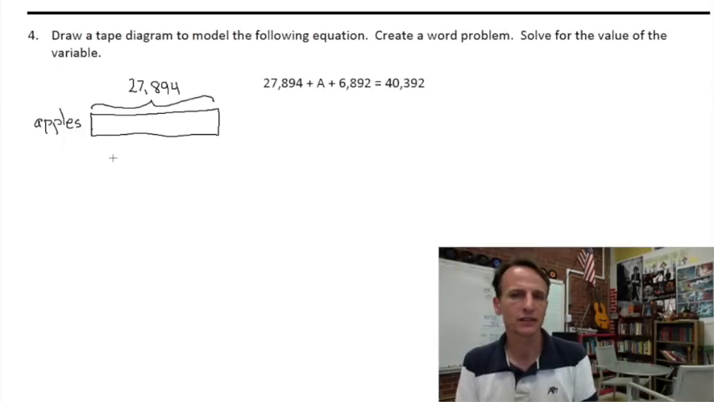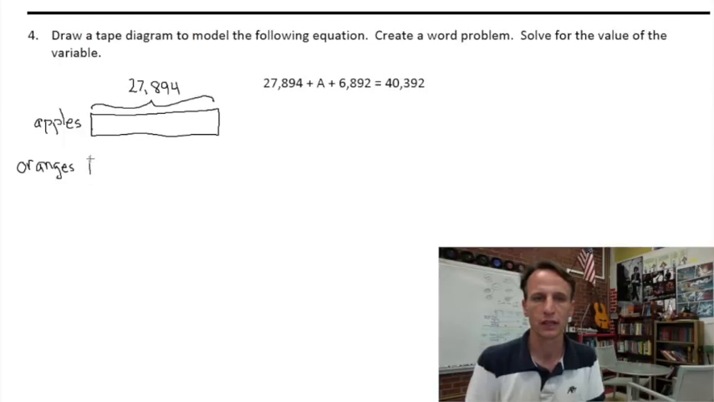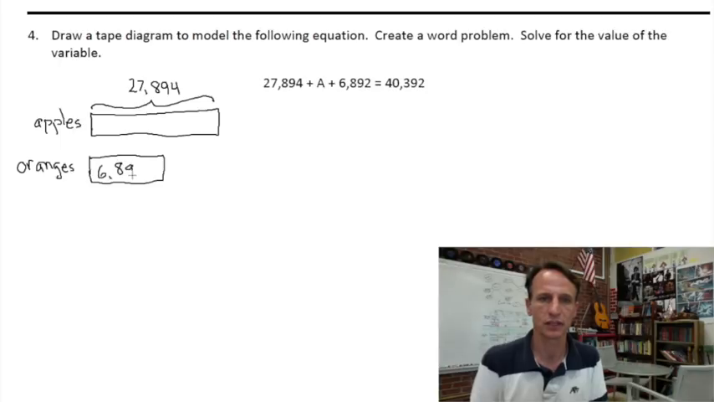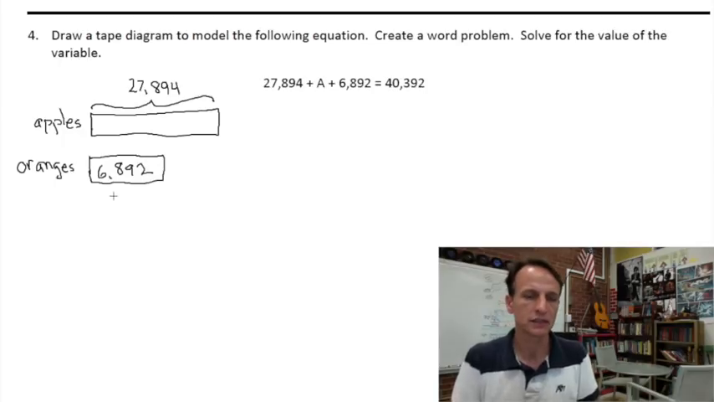Then we have 6,892. Well, I don't know. How about oranges? Sorry to be not quite as creative in this one. And again, I'm doing fruit. You're doing your thing, okay? Get your own thing. And this one, the tape is proportionally too large, but, you know, it's okay. 6,892 oranges. I'm going to write it inside because I have room there.